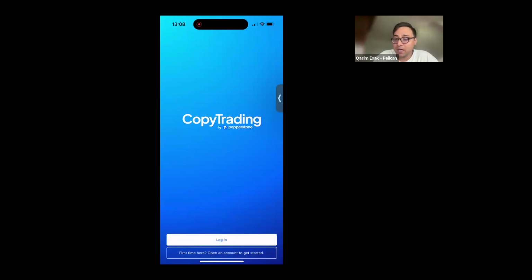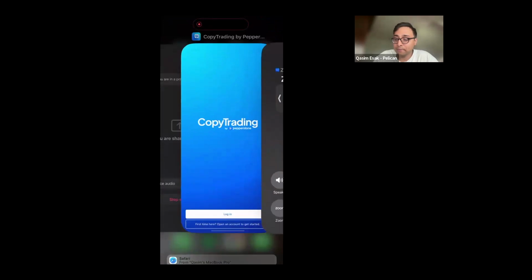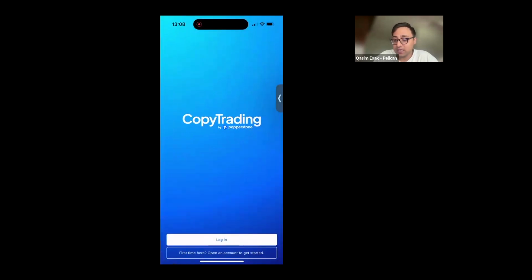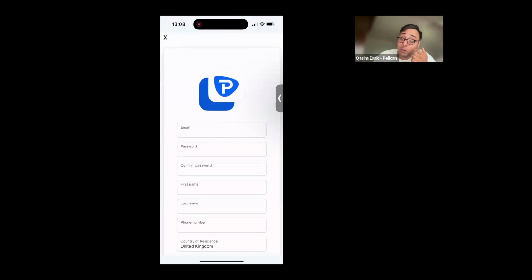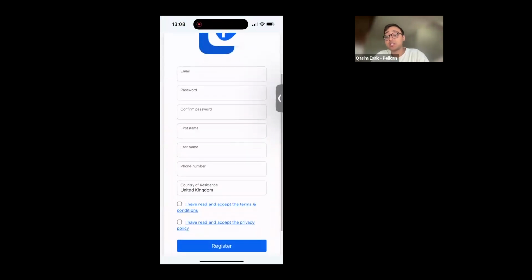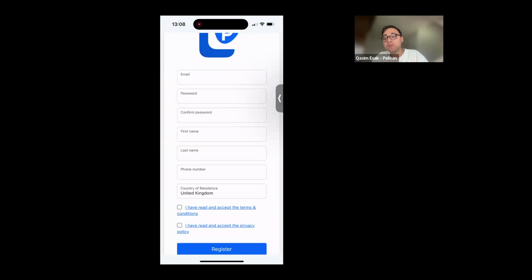Here on this app, this is the home screen. You can see there are two buttons: login, and first time here, open an account to get started. The first thing that you want to do is create a profile on the copy trading app. This is just login details specifically for this app and only for this app. It's a super basic form: email, password, first name, last name, phone number, country of residence.